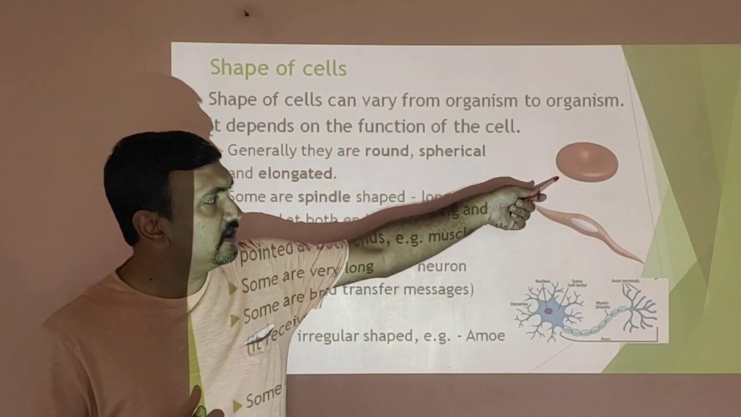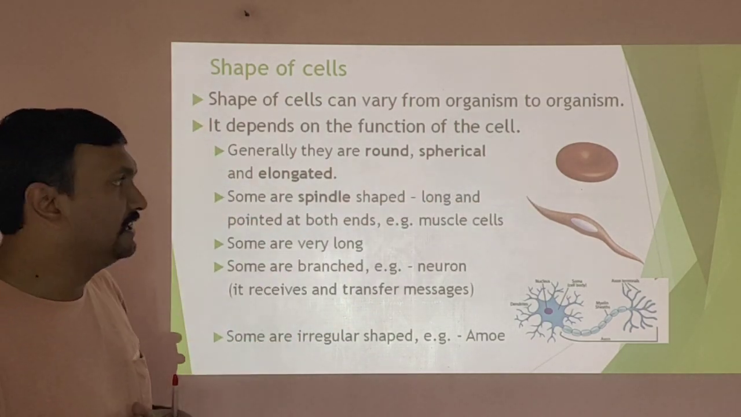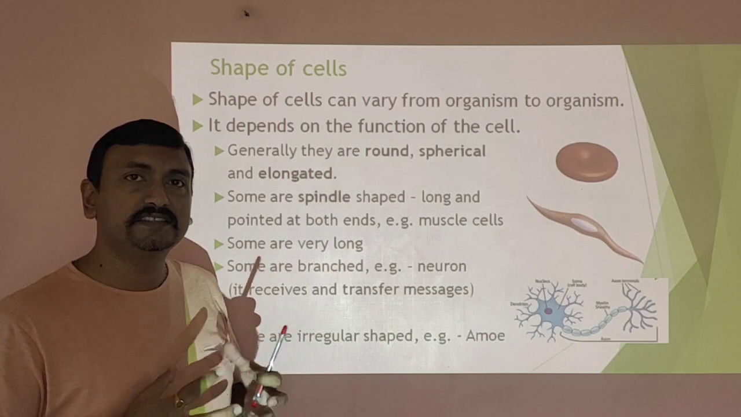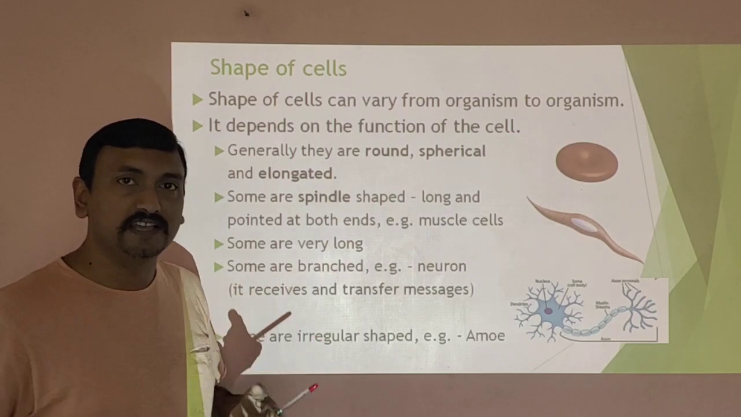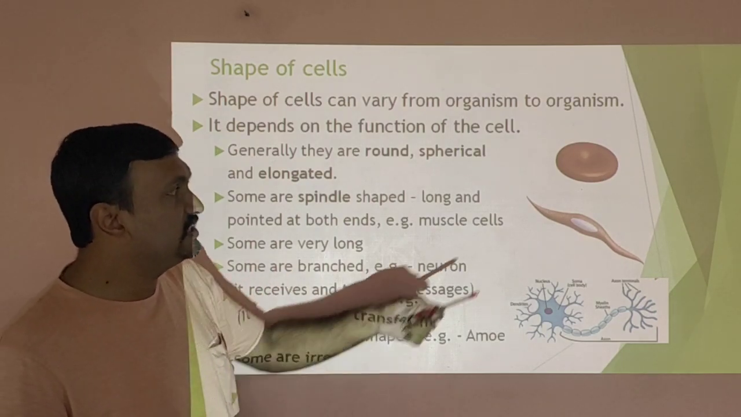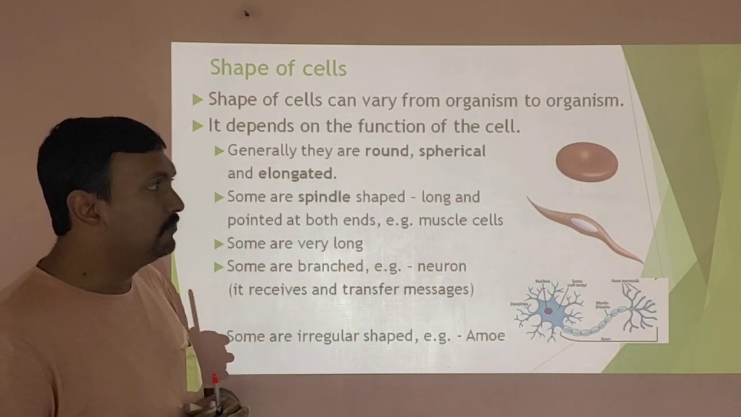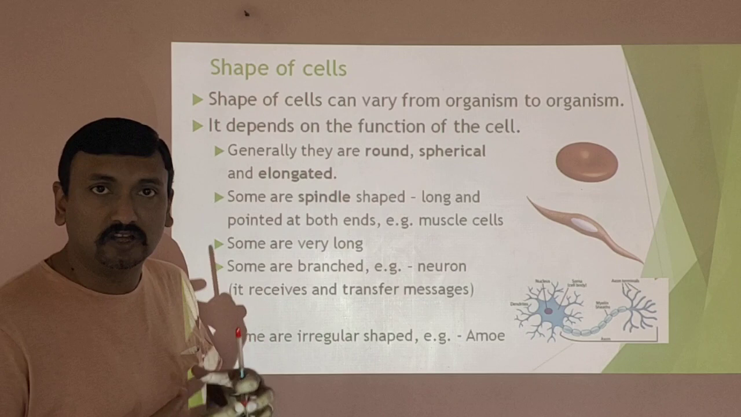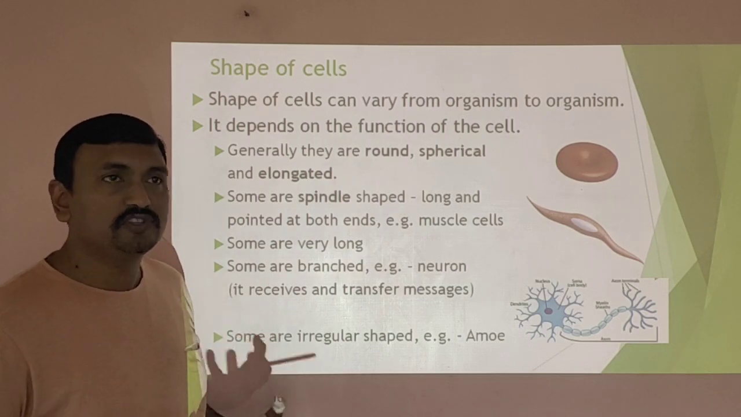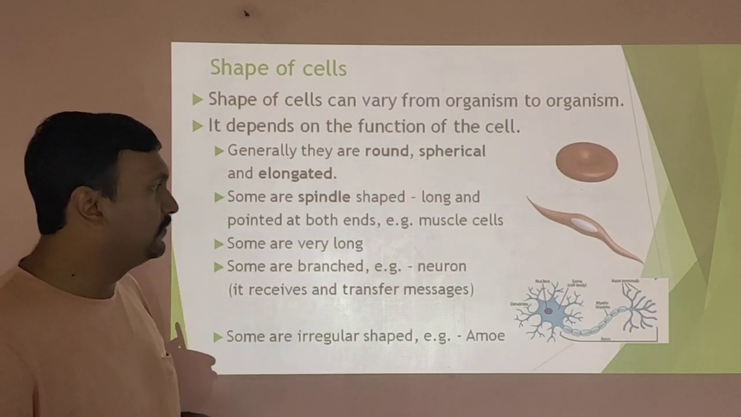I am coming to this cell, which is a red blood cell. Now, a red blood cell does not have a nucleus inside. Why is it so? Because its primary function is to carry oxygen by binding to hemoglobin. So it needs a lot of space inside. To have more space, the nucleus is absent.